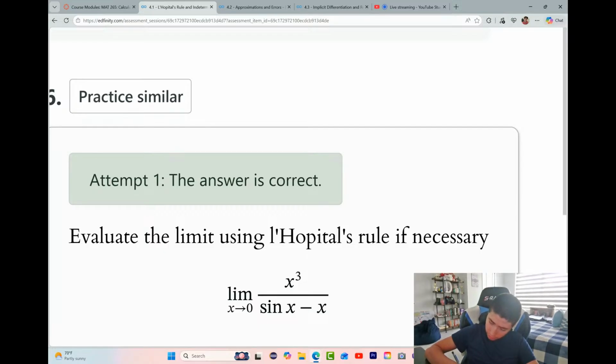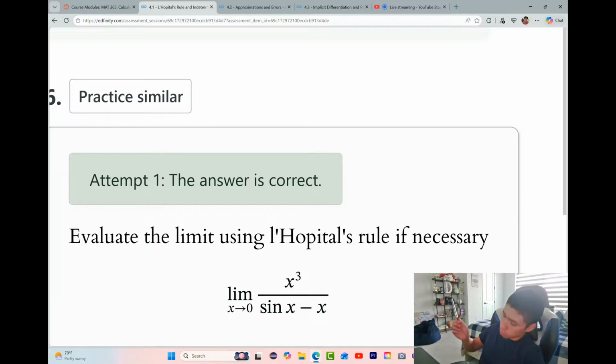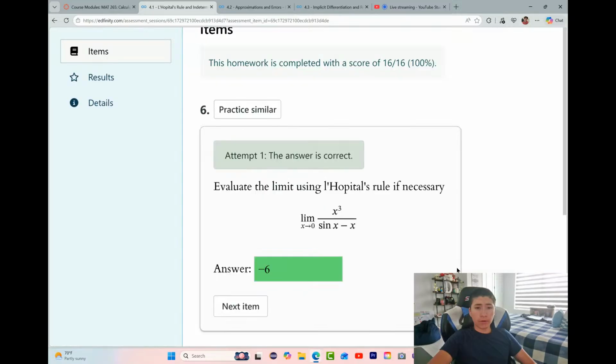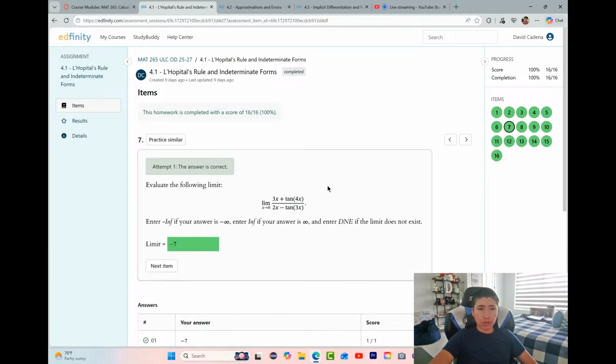So we apply d/dx to 6x, over d/dx of negative sine of x. Then we get 6 in the numerator and negative cosine of x in the denominator. Plugging in 0, we get 6 over negative cosine of 0, and cosine of 0 is 1, so negative 1. So we get negative 6. Cool, I think we got this.